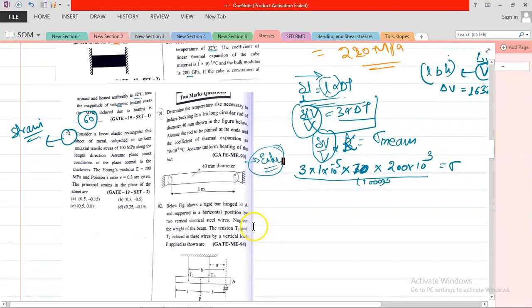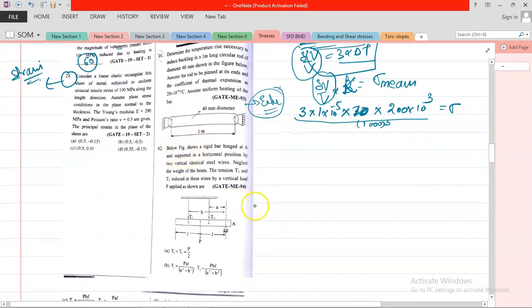And in the next question, in the below figure, it is given a rigid bar hinged at A supported in a horizontal position by 2 vertical steel bars. Neglect the weight of the beam. Find the tensions T1 and T2. First of all, I probably discussed this in the second lecture. This is a problem of indeterminate beams. So what you need to do is take P equal to T1 plus T2. So how do we obtain T1 and T2 in a separate way?